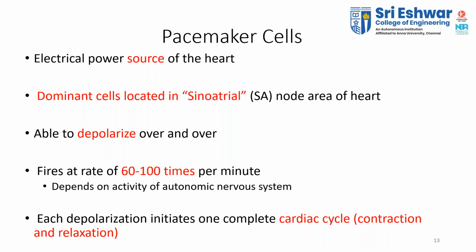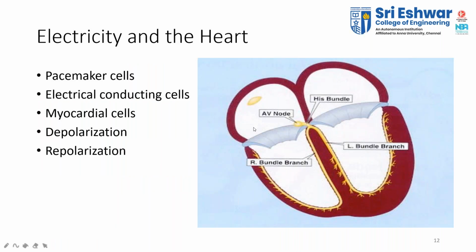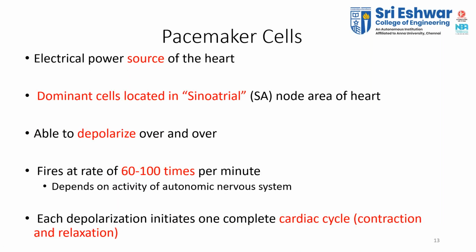The electrical power source of the heart, one of the electrical power sources, is pacemaker cells. The dominant cells are located in the sinoatrial node area of the heart. Where we are going to place our pacemaker is at the SA node, the sinoatrial node. Where is the sinoatrial node? At the top. Here we have the sinoatrial node. Next, it is able to depolarize over and over, at a rate of 60 to 100 times per minute, depending on the activity of the autonomic nervous system.